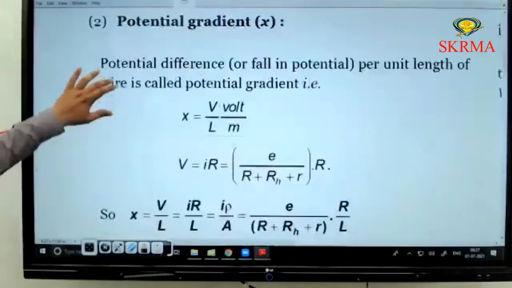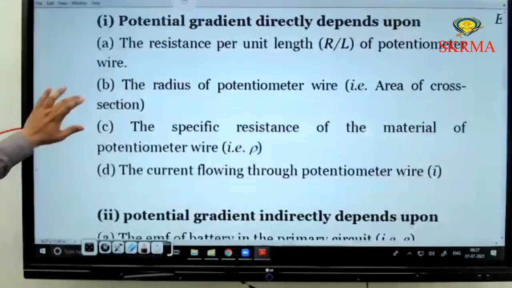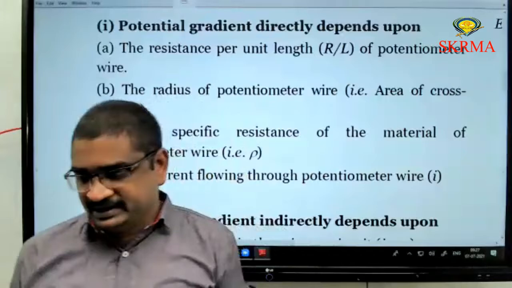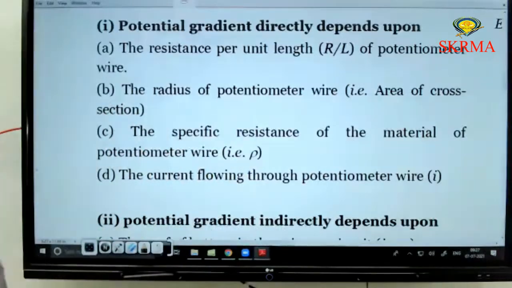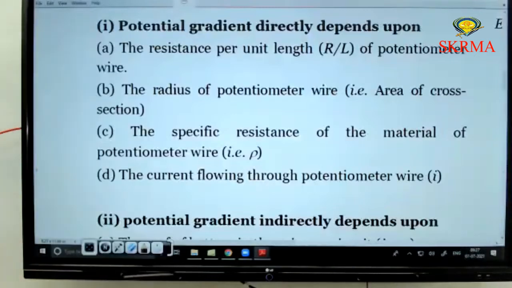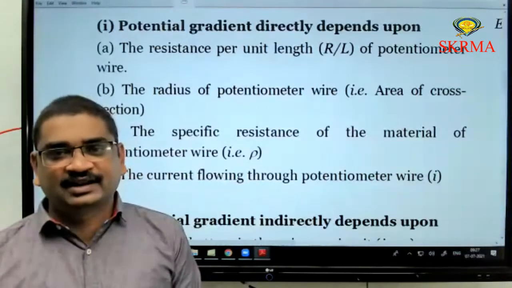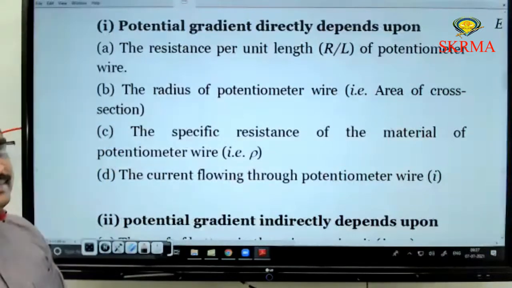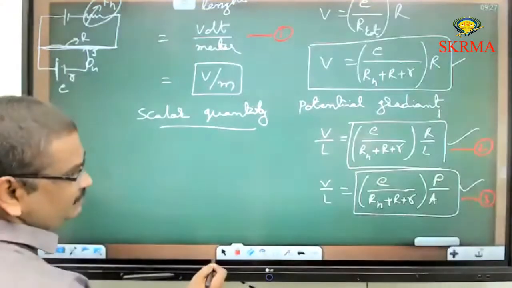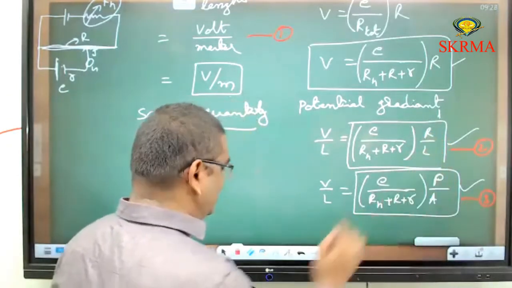So this one only we discussed, potential difference formulas. Now, potential gradient dependency. We need to conclude the dependency from the previous equations only. What is the first point? The resistance per unit length of the potentiometer wire. The potential gradient depends on R by L. Is R by L there in the equation? R by L is there. Potential gradient depends on R by L.